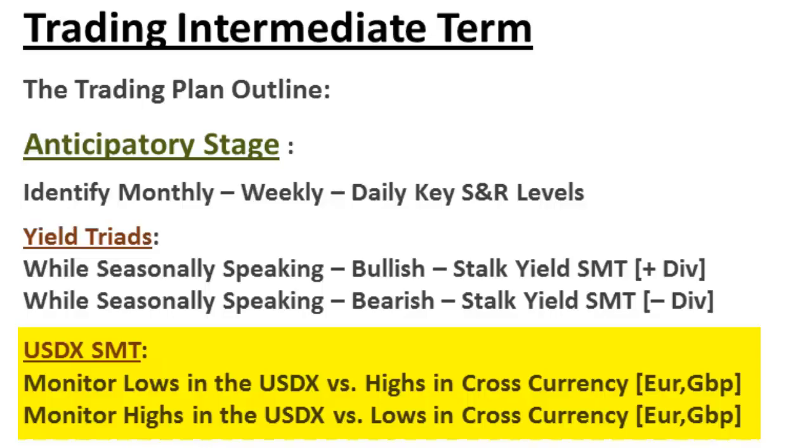So if we're making lower lows in the dollar but failing to make higher highs in one and/or both fiber and cable, then that is a USDX SMT divergence. That would be bearish for the euro and/or cable if the dollar was making lower lows and the euro or cable was unwilling to go higher.